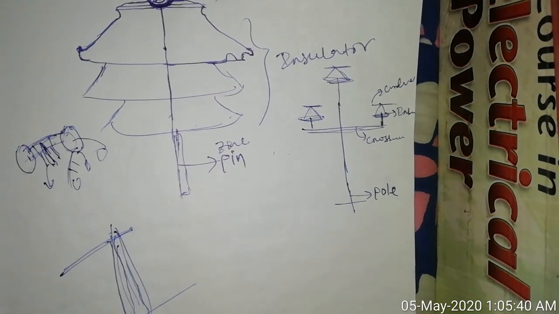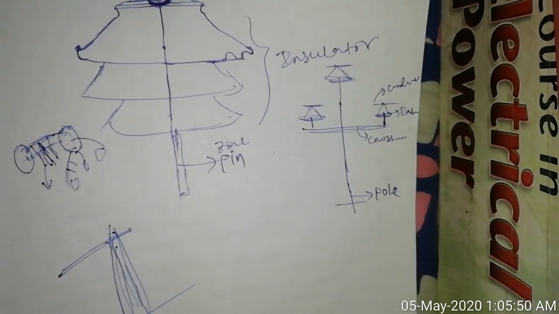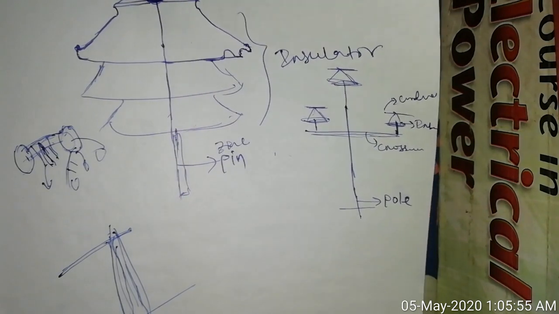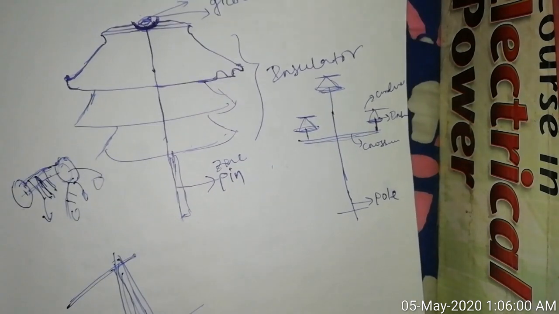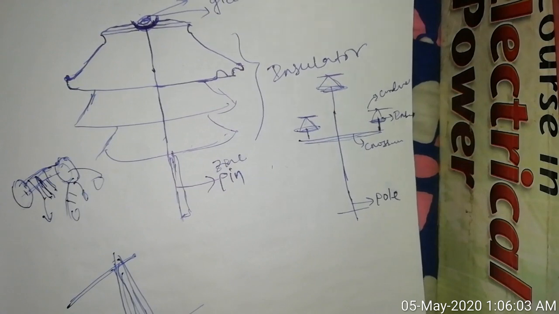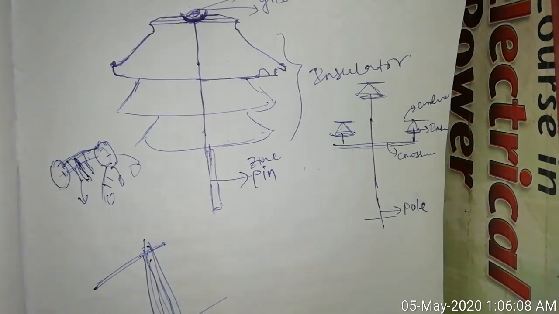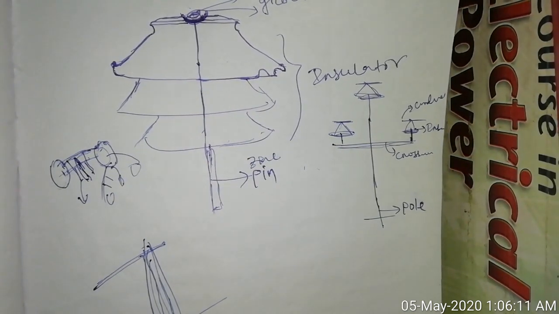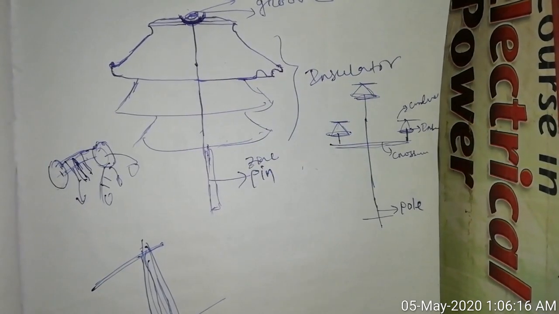An insulator is basically made up of porcelain or glass. Why are glass or porcelain selected to make an insulator? Because they have some properties which are very useful to make an insulator. They have high mechanical strength, high dielectric strength, and their insulation resistance is also high. They are non-porous. Their factor of safety is also high. These are the reasons why we choose porcelain or glass as the insulating materials.